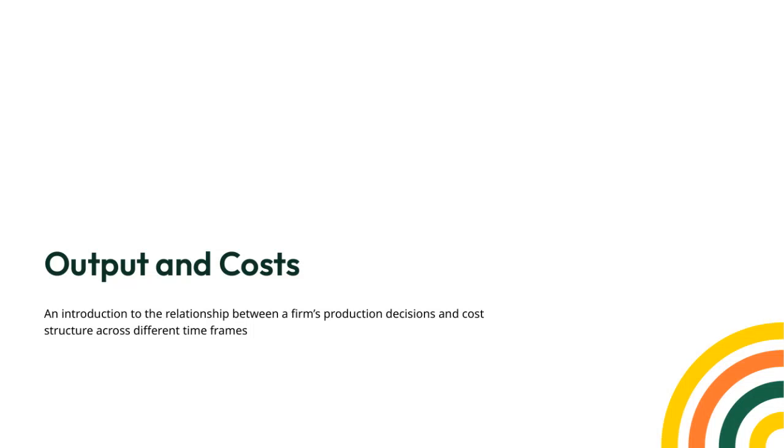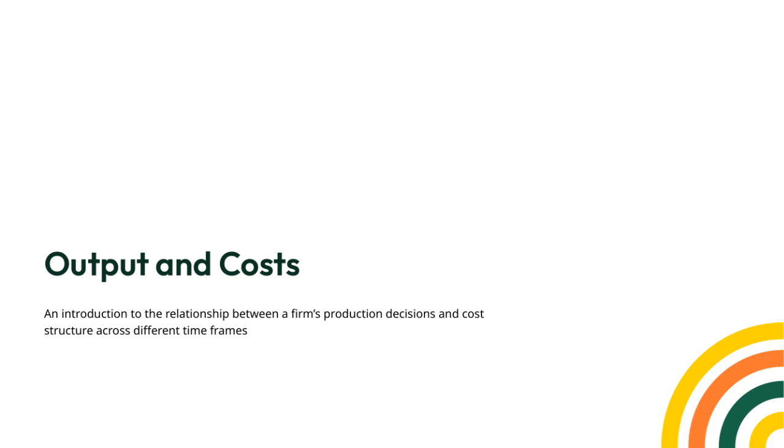Today we'll be exploring a fundamental aspect of economics and business management with our presentation titled Output and Costs. We'll take a closer look at how a firm's production decisions are closely linked to its cost structure and how this relationship evolves across different time frames. I'm excited to dive into these concepts with you and uncover the important insights they offer for making effective business decisions.